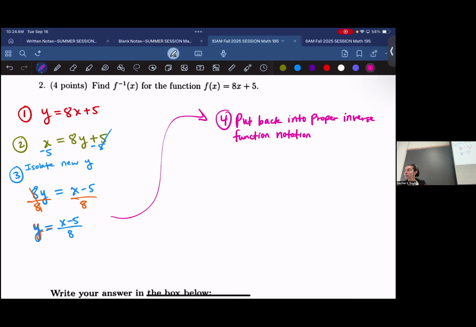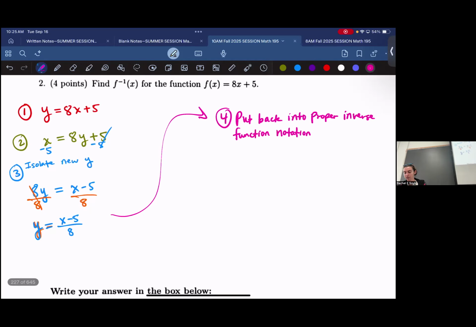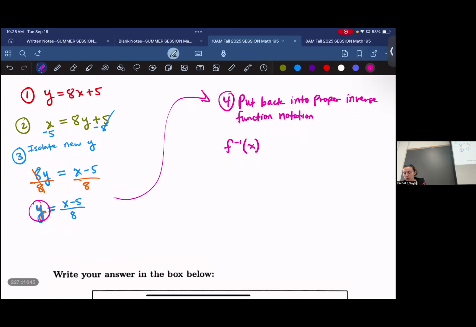Once you find it, right, the answer box already has the f inverse form in it. This y that you found is what you're putting back into your proper inverse function notation. Is that what you were asking? Yeah, since the answer box already has it, you just have to write in x minus 5 over 8 and you're good.